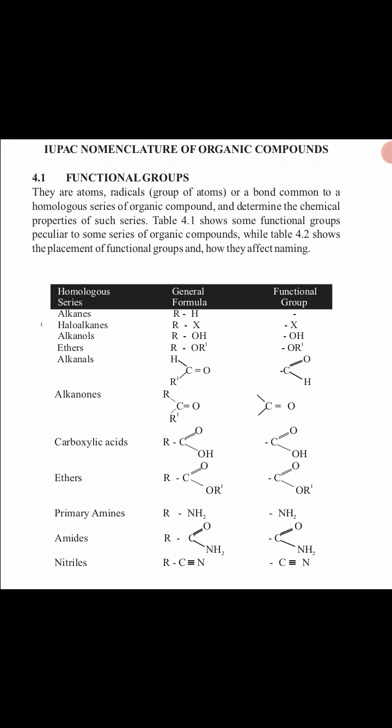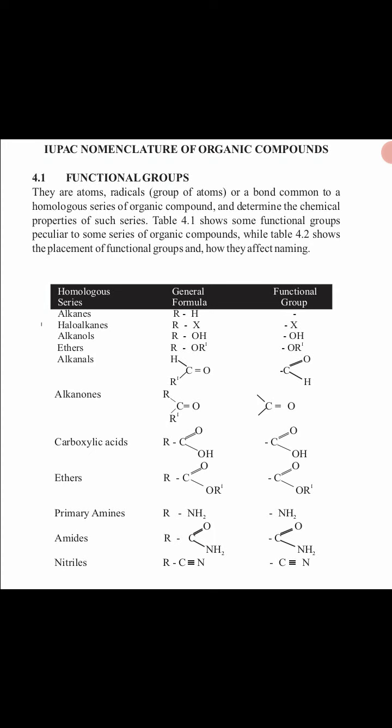What do we mean by that? Functional groups are atoms or radicals. We say radicals are a group of atoms carrying electrical charges. So they are atoms or radicals that are bonded to organic compounds, and they determine the chemical properties of that organic compound. So if you want to determine the chemical property of an organic compound, you check the functional group of that compound. So we see the table below.